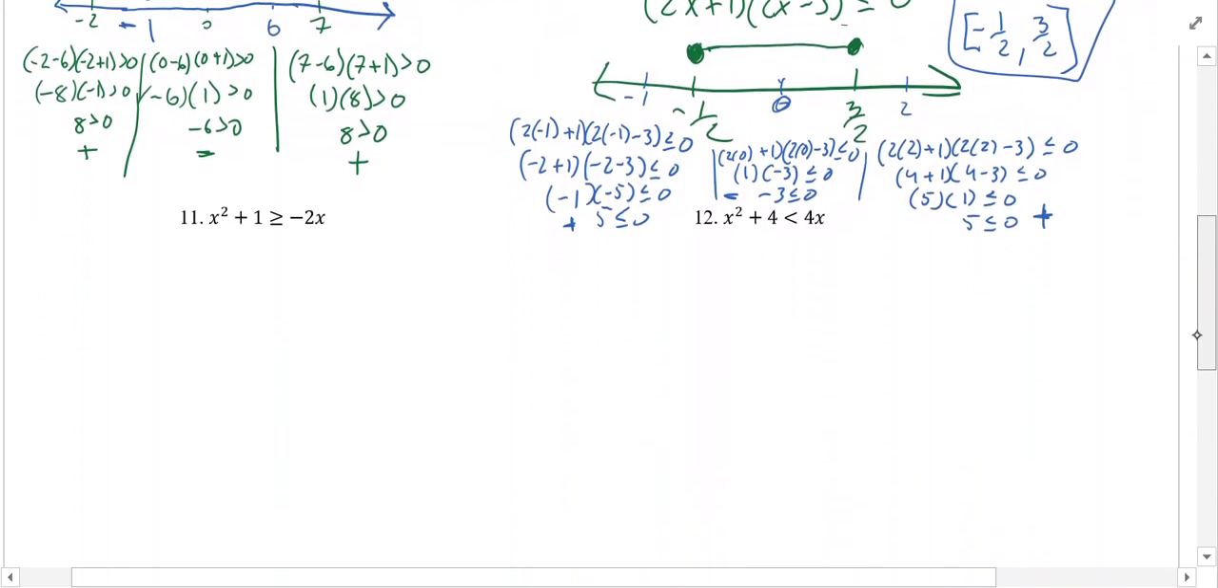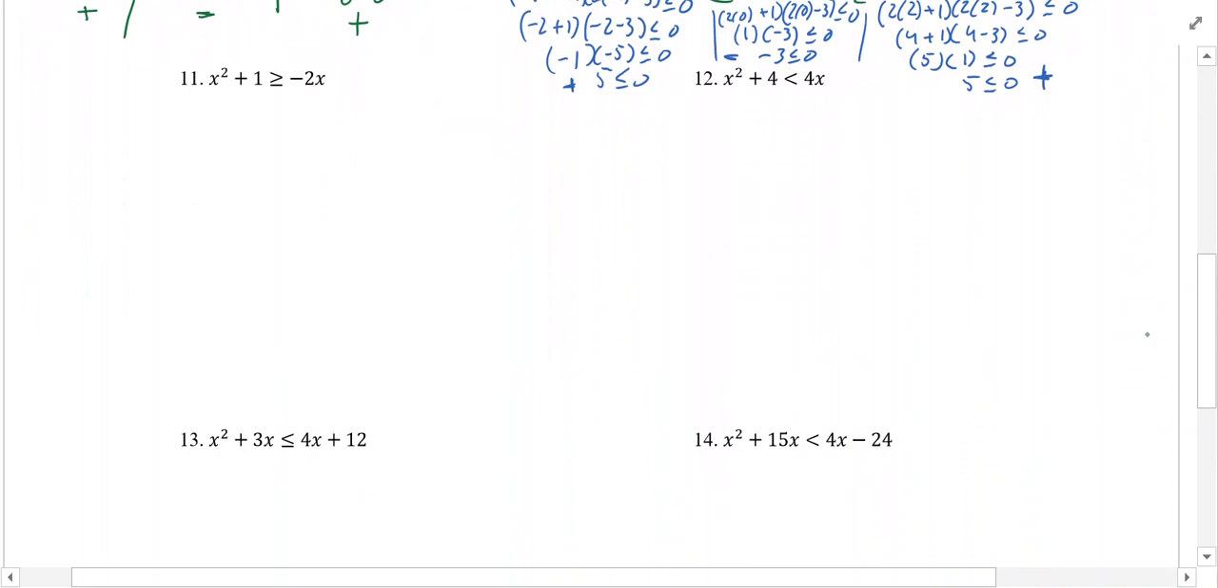All right. Let's go ahead and take a look at number 11. So what we need to do here is add that 2x over so that we can set it equal to 0. So we're going to add 2x to both sides. And then let's rewrite it. So we get x squared plus 2x plus 1 is greater than or equal to 0.